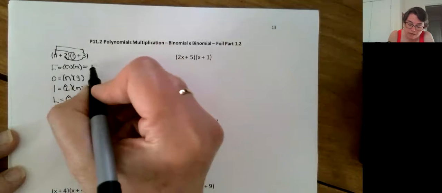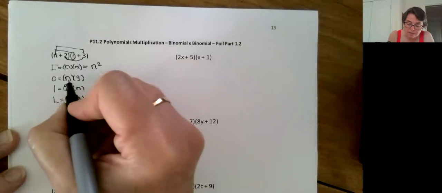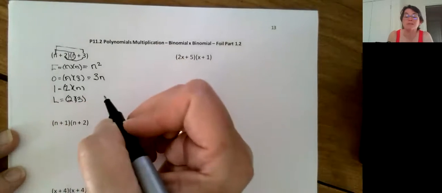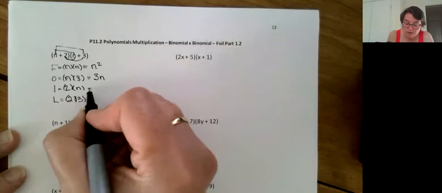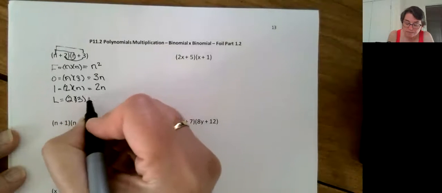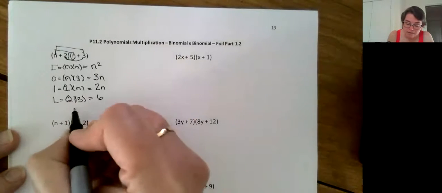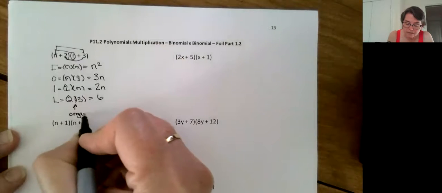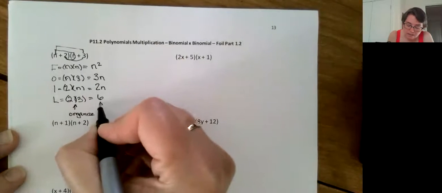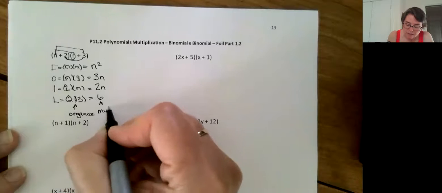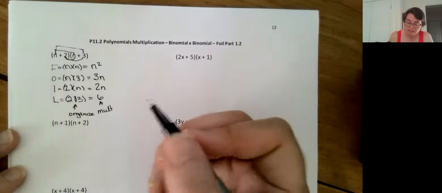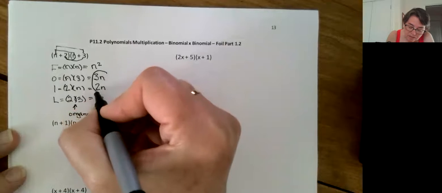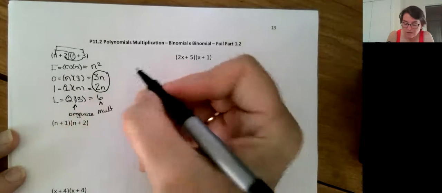n times n is n squared. n times 3, we're going to write it as 3n because normally you put the variable first. And we got 2n and we got 6. So this line is kind of organizing. This one is your multiplication, but you're not finished. If you look at these two, those are like terms. We can put those together.